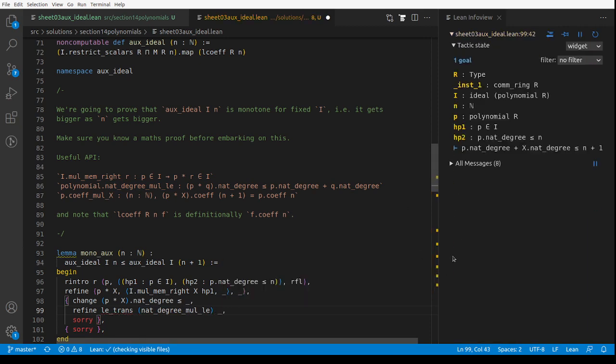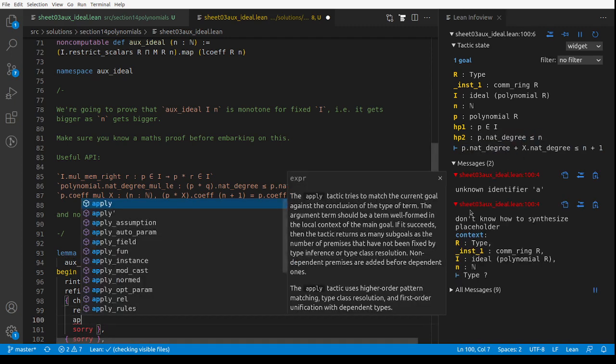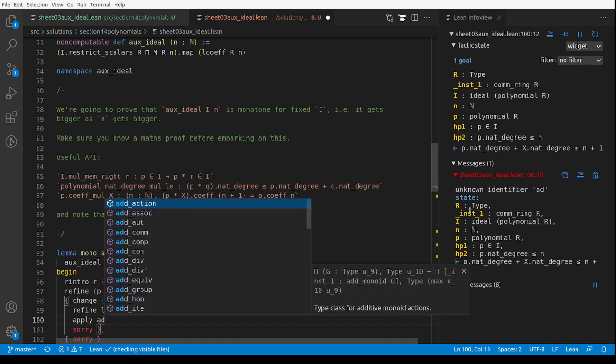Yes. So now how are we going to prove that? So we know that the degree of p is at most n, and we're going to know that somewhere there'll be the proof that the degree of x is at most 1. So we want to prove that if a is less than or equal to b and c is less than or equal to d, then a plus c is less than or equal to b plus d, and that's going to be called like add LE add or something. Add LE add.